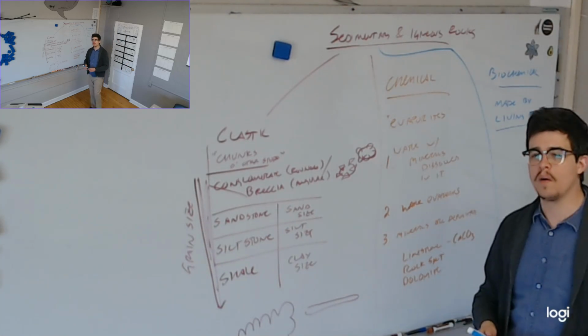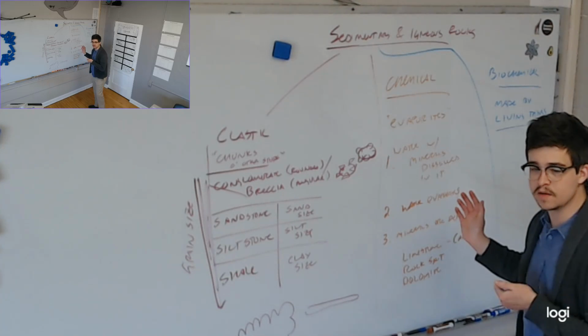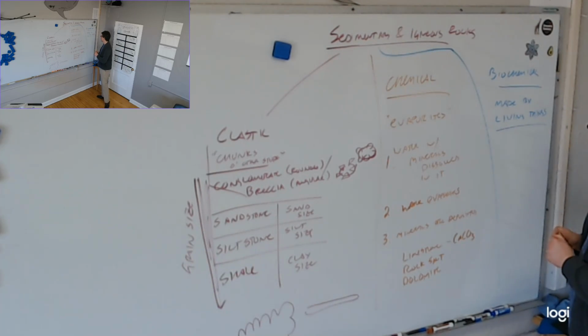Remember, one of the requirements for minerals was that they had to be inorganic. That's not true of rocks. Rocks have to be naturally occurring, but they don't have to be inorganic. So this category of biochemical rocks are made by living things. What might some examples of rocks made by living things be?